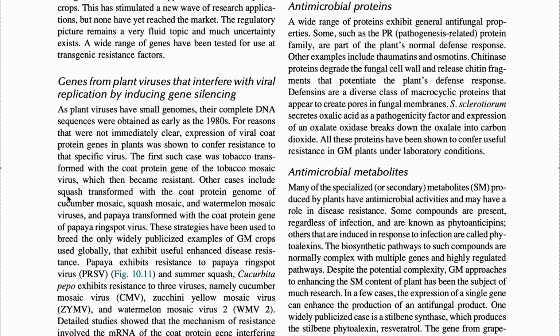Other cases include squash transformed with the coat protein genes of cucumber mosaic, squash mosaic and watermelon mosaic virus, and papaya transformed with the coat protein gene of papaya ringspot virus.